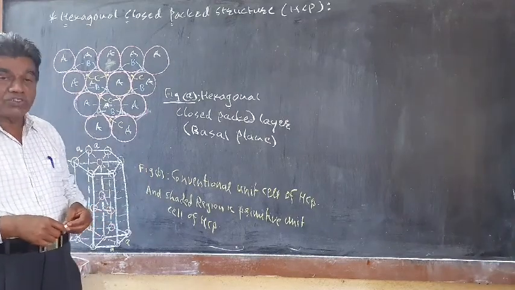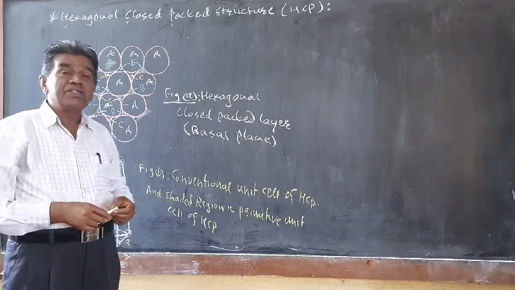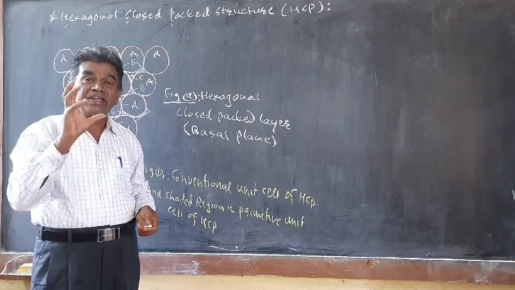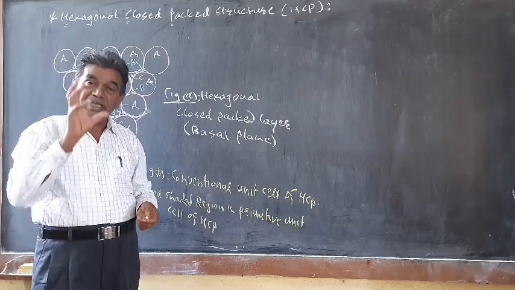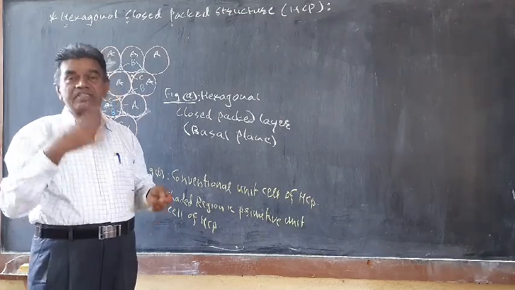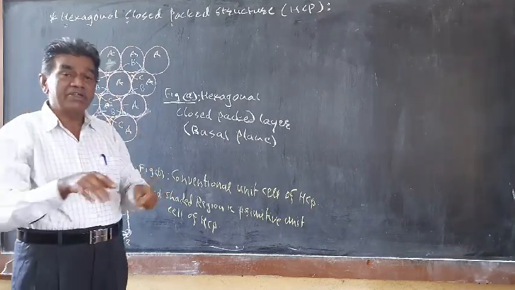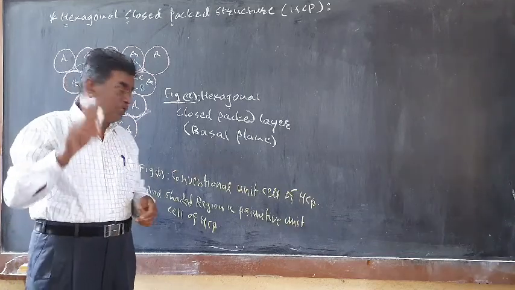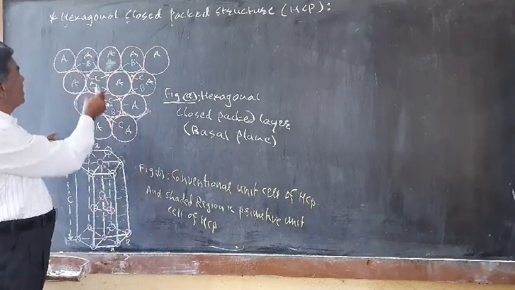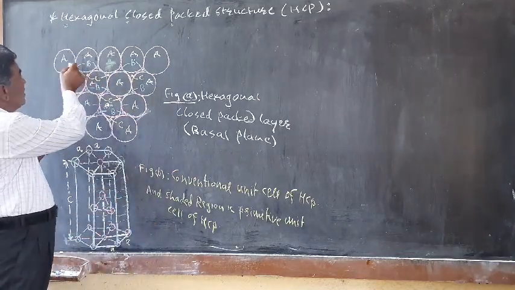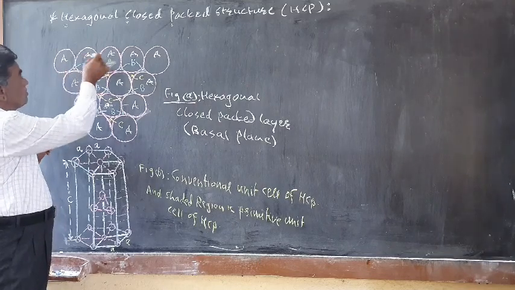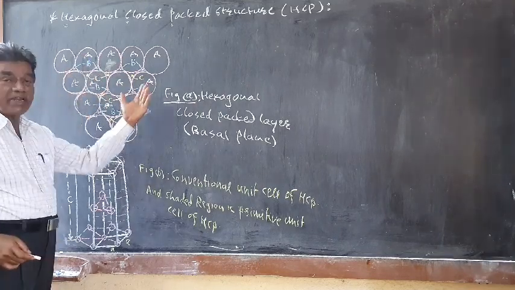In order to see the HCP structure, first of all consider identical spheres, or spheres having equal radius, and we have to arrange these spheres on a plane. The only manner in which this can be arranged is shown in this figure here. These are the spheres arranged in a plane.